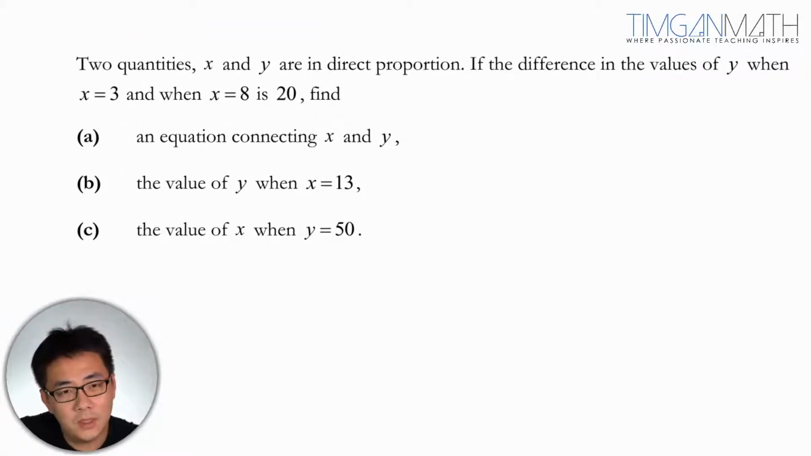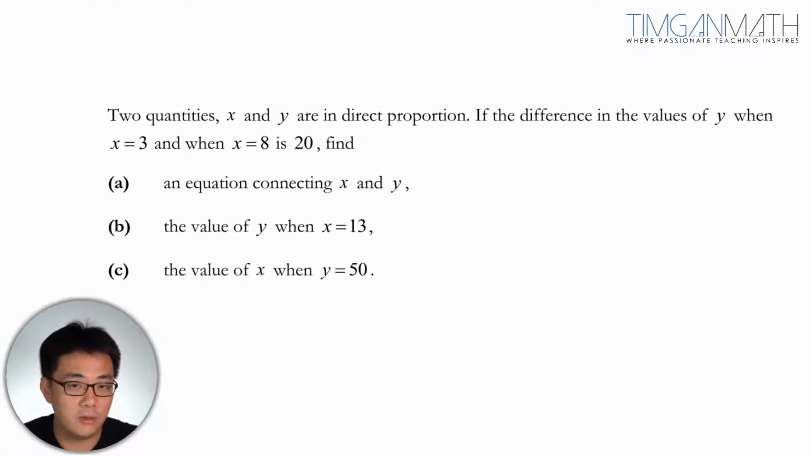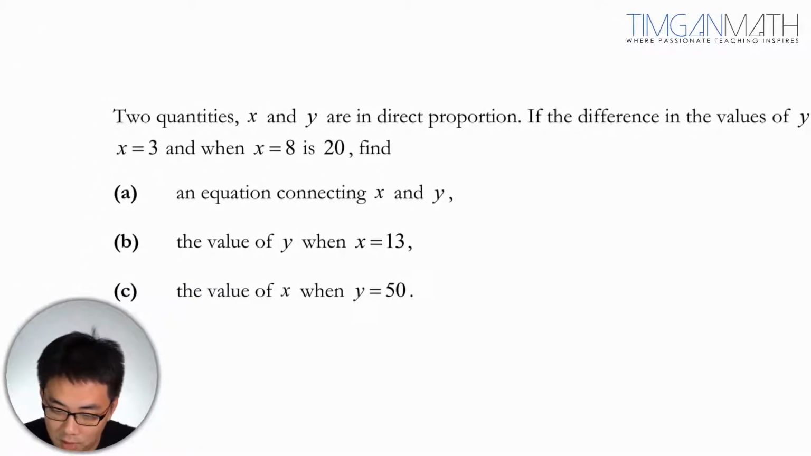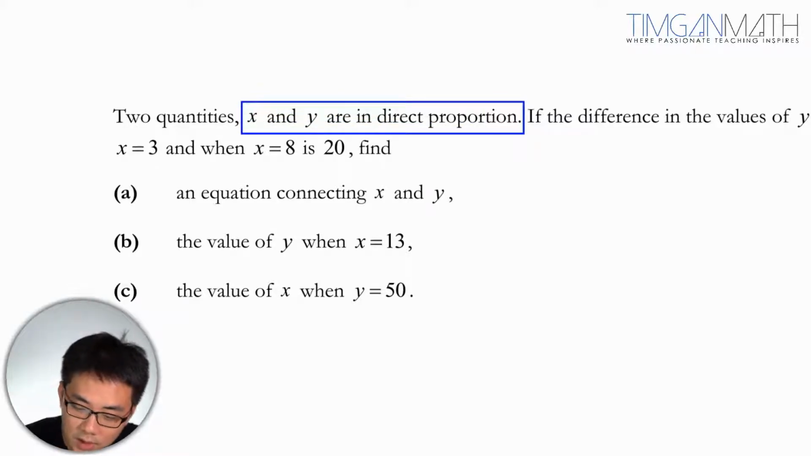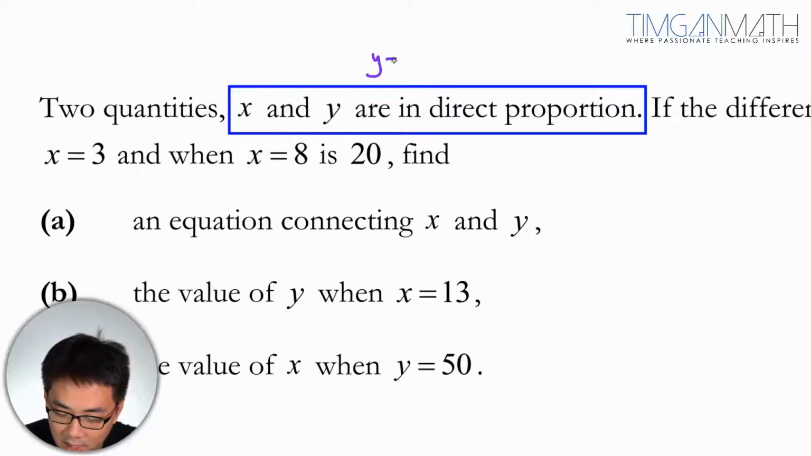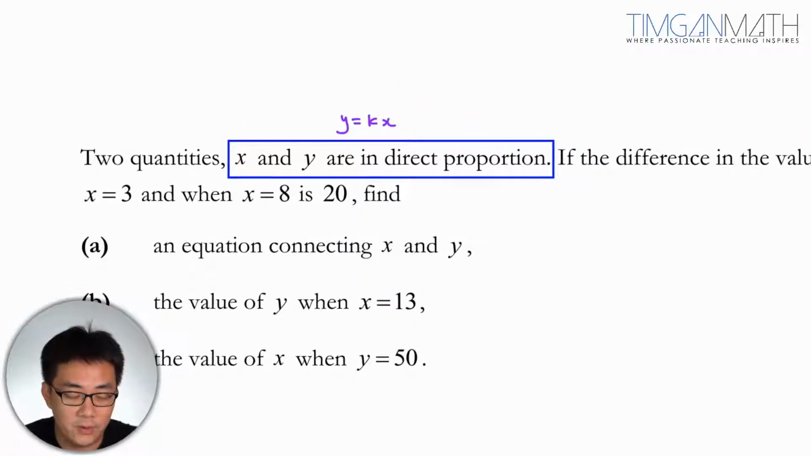So two quantities x and y are in direct proportion. If the difference in the values of y when x is 3 and when x equals 8 is 20, find an equation connecting x and y. Okay, that's pretty cool. The first thing is, if they are in direct proportion, what you need to be able to write is y equals kx. It doesn't matter whether it's x equals ky or y equals kx.